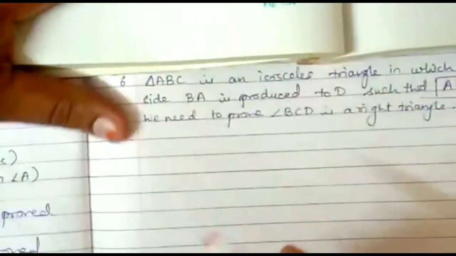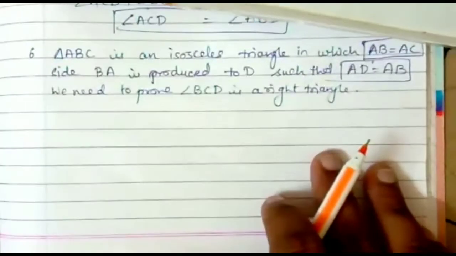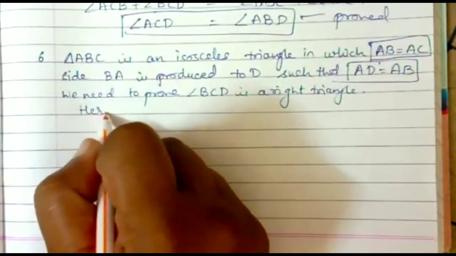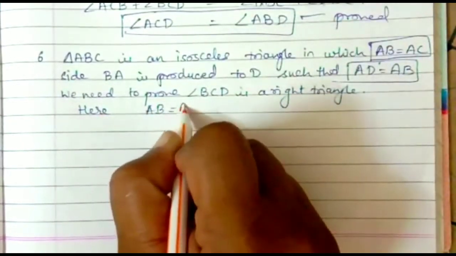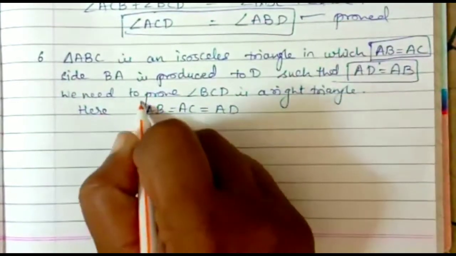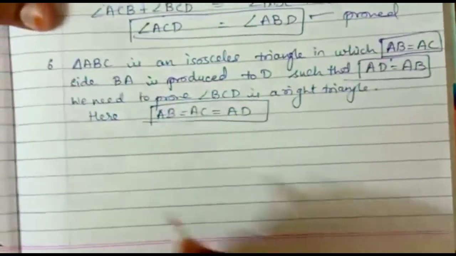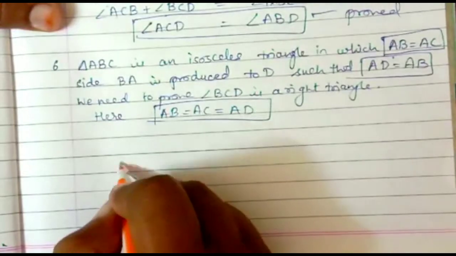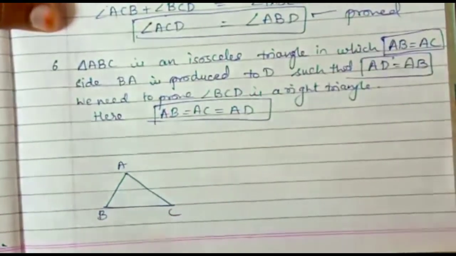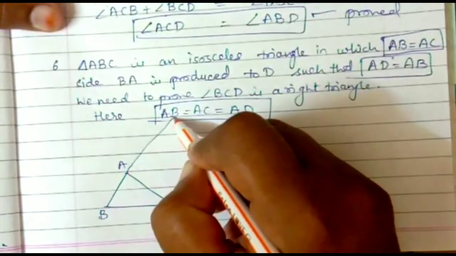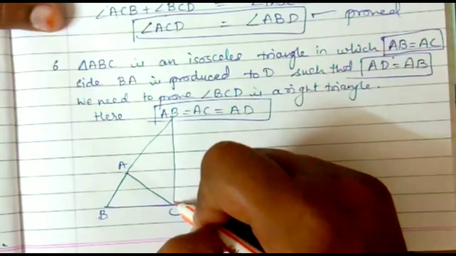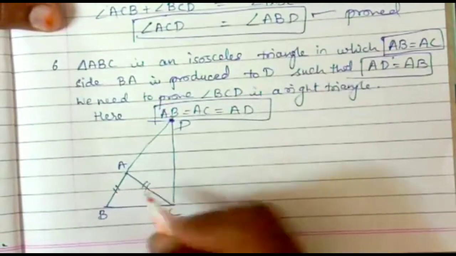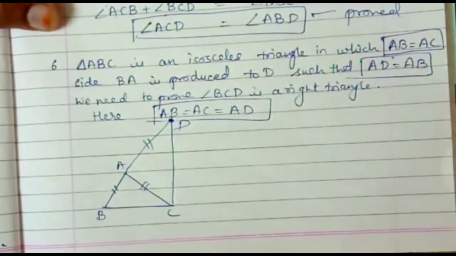So let us draw the figure again. You can see I have written the whole of the data here. AB and AC are equal. So first of all, let me write here AB is equal to AC is equal to AD. First of all three sides are equal. Now let us draw step by step. So we have triangle again ABC. Now this BA is produced in such a way that it intersects at point D. So here you may have a point D, such that you have AB, AC and AD. All three are equal in measure.